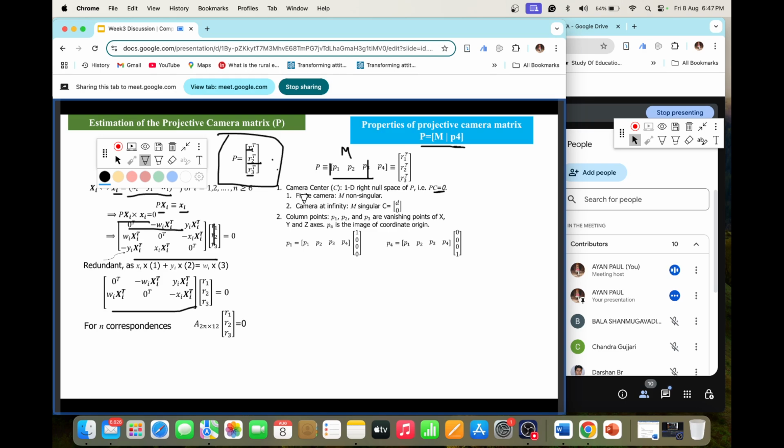Now, in this case, if our M is non-singular, that means whenever we take the determinant, if it gives us a value not 0, then that is known as a non-singular M.